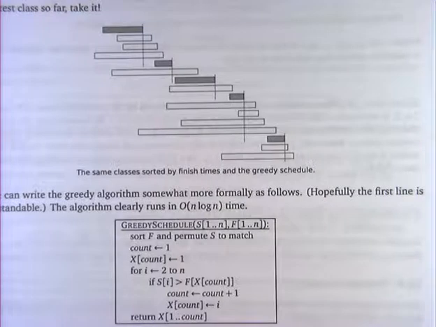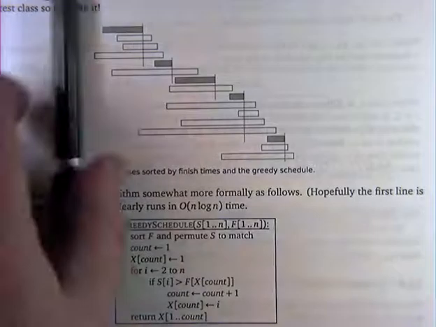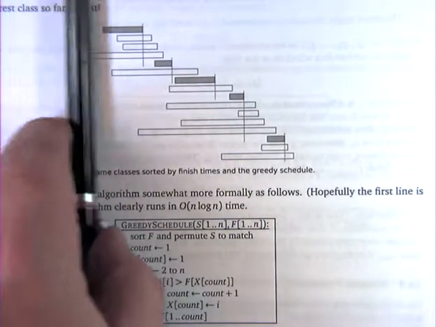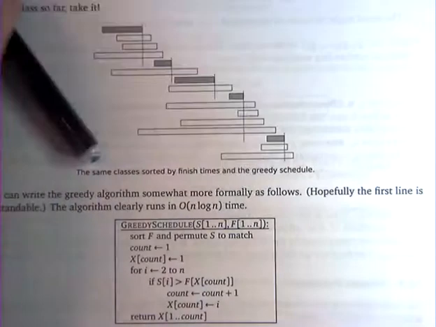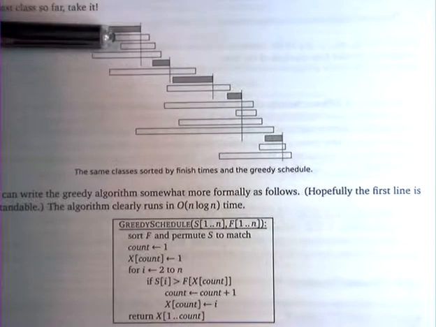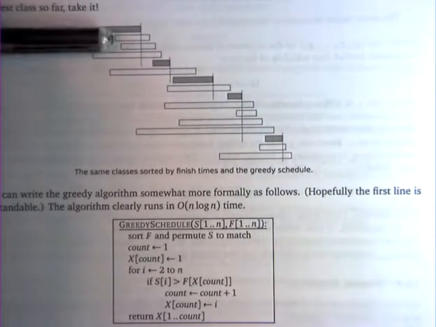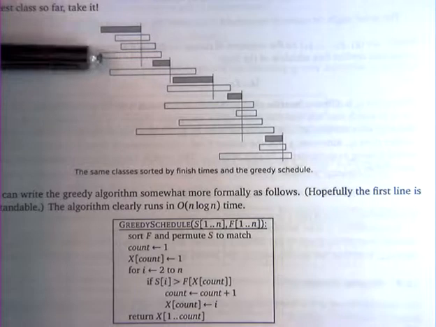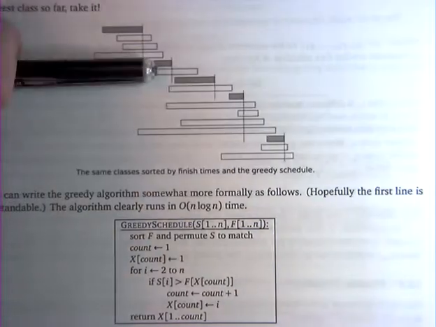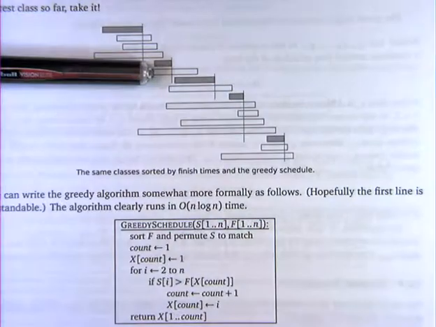Okay? So I'm going to scan through the list of classes in order. The first time I'll say, okay, nothing conflicts with class 1, so sign up. Class 2, it conflicts with class 1. Class 3 conflicts with class 1. Class 4 conflicts with class 1. Class 5 doesn't conflict with class 1. So that becomes the new class that I test conflicts for.